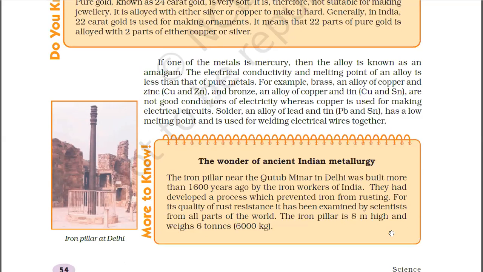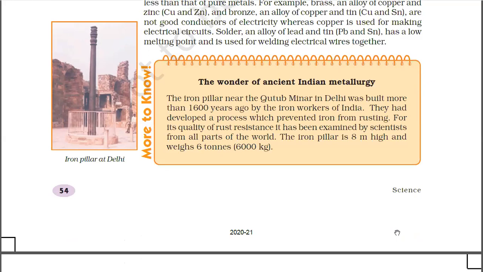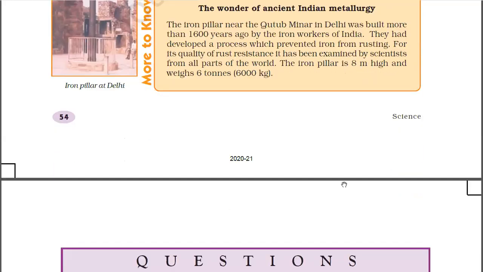More to know, the wonder of ancient Indian metallurgy. The iron pillar near the Qutub Minar in Delhi was built more than 1600 years ago by the iron workers of India. They had developed a process which prevented iron from rusting. For its quality of rust resistance, it has been examined by scientists from all parts of the world. The iron pillar is 8 meters high and weighs 6 tons.